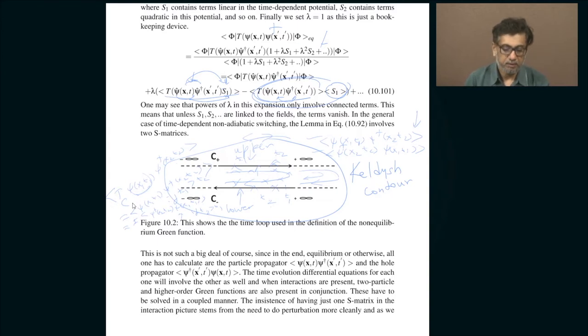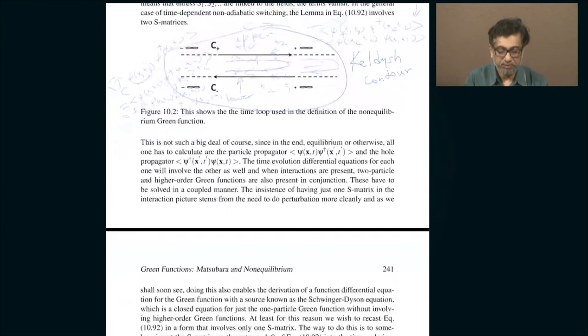So that is the Keldysh contour. You might think, why are we making a simple situation complicated? After all, we had a particle Green's function and a hole Green's function, so we could have simply lived with two different Green's functions. We are struggling to somehow combine these two Green's functions into one contour-ordered Green's function. It's not at all clear that it is worth the effort, because it seems like a lot of effort.